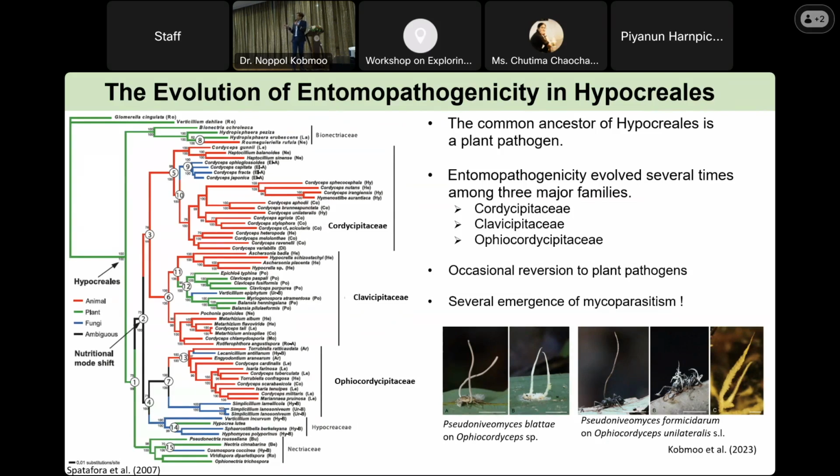And what is even more interesting is that we also observe some groups and some species that are mycoparasites, which means they don't grow directly from the insects, but grow on fungi that are pathogens that attack insects. So we call it a kind of mycoparasitism, like some pictures shown here.